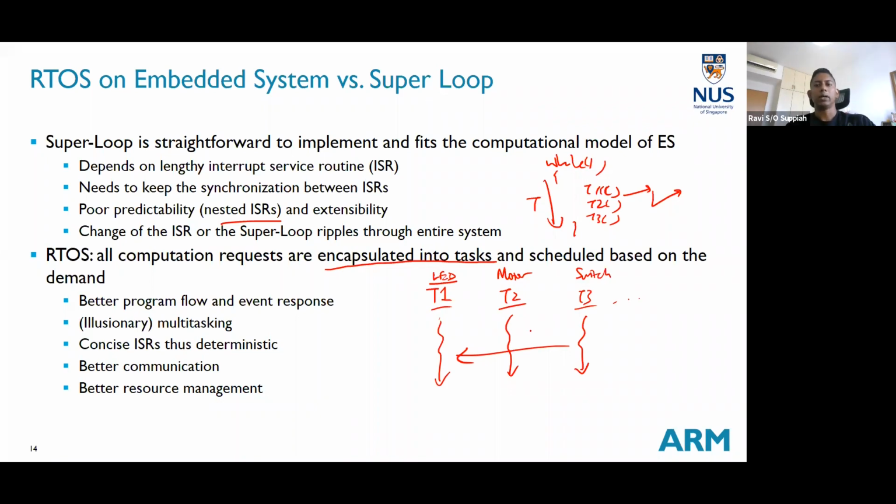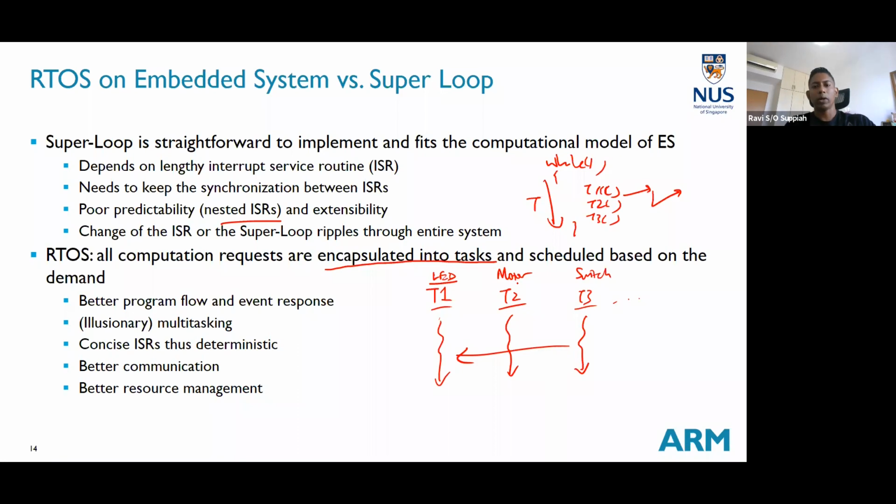All right. Similarly, the motor task need not do anything until it receives a command from your app, for example, through the serial interface. Then it should activate and start to process the information and move the motor. If there's no information, it doesn't need to do anything.